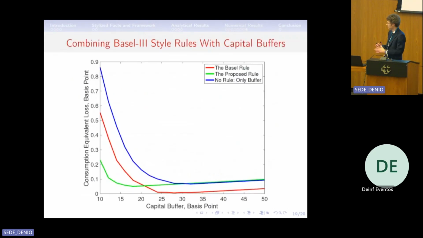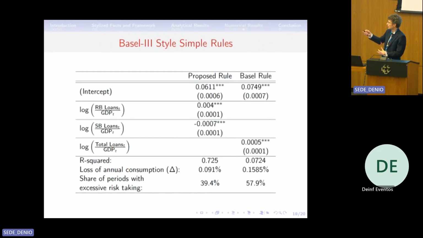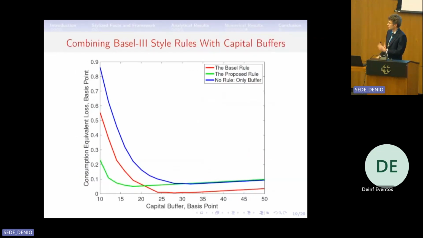And finally, just very briefly, what happens if I introduce a static buffer? You see that the blue line is actually higher here than all other lines, meaning that a static buffer is not enough for this economy to deal with excessive risk-taking incentives. But when we combine it with the rules shown here, you can actually decrease the losses, in terms of consumption, associated with excessive risk-taking incentives of banks. This is a brief summary.